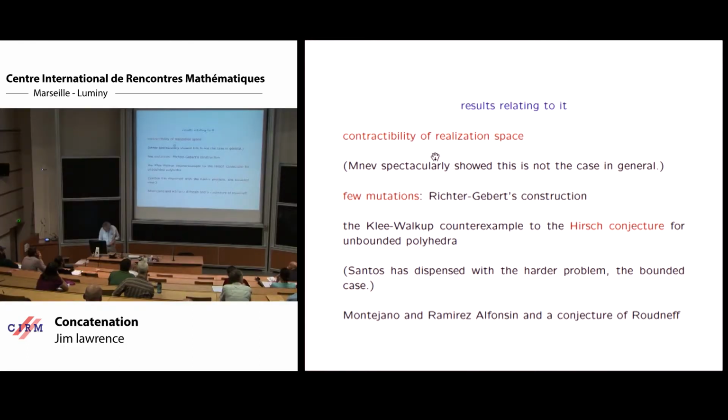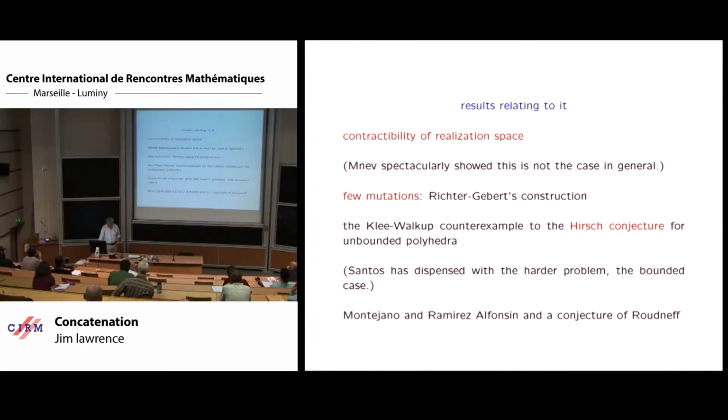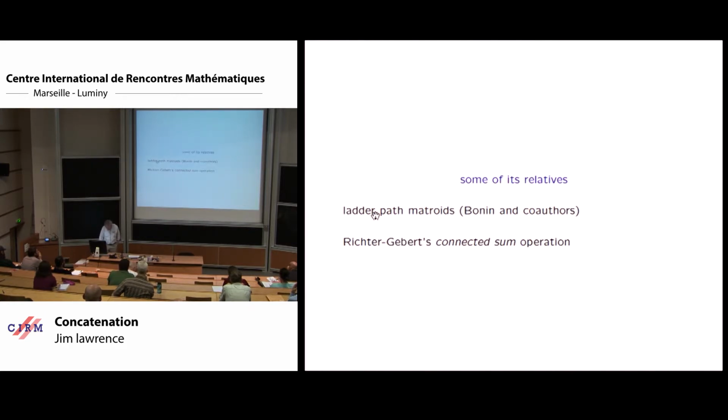Richter's construction is another one, and a third one is when Weinberg and I first wrote down what this particular union operation would be. I was looking for places to use it for something, and I discovered that the Klee-Walkup counterexample to the unbounded Hirsch conjecture could be written down quite easily as a concatenation. We'll look at that in a couple of seconds, not in much detail, but we'll see.